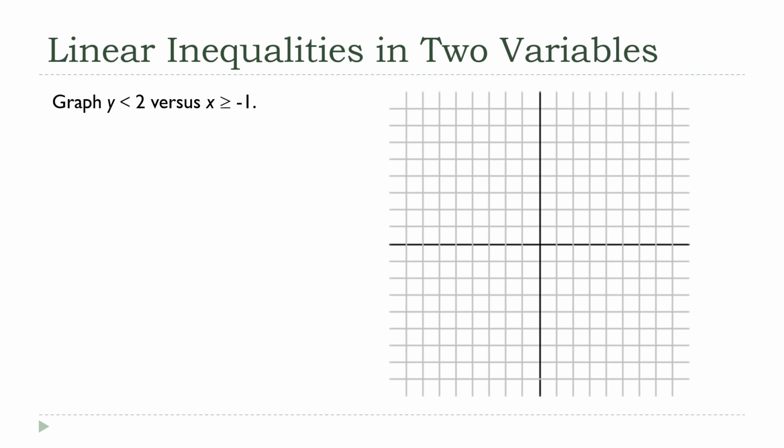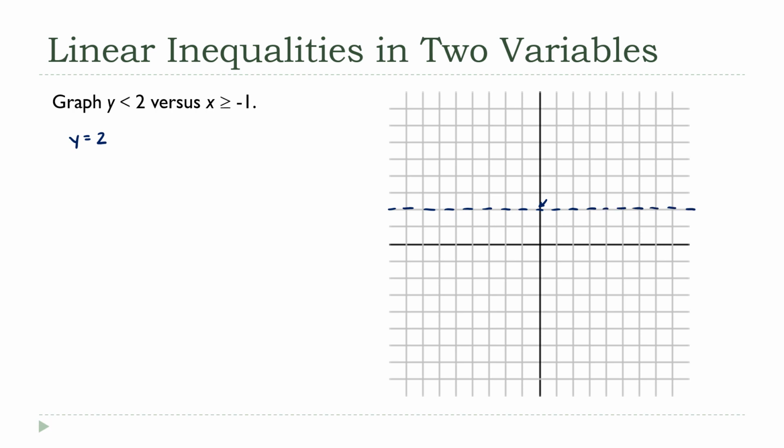So for the first one, I'm going to graph y equals 2. Right? Y equals 2, that's a horizontal line going through this point here, right? The point up 2 on the y-axis, and I'm going to use a dashed line because I have strictly less than in the inequality.